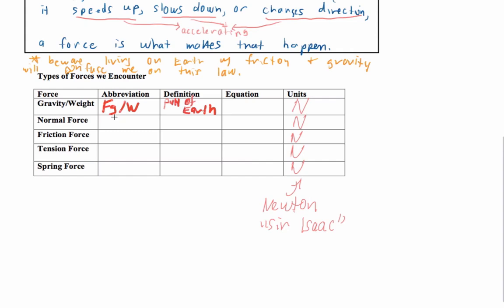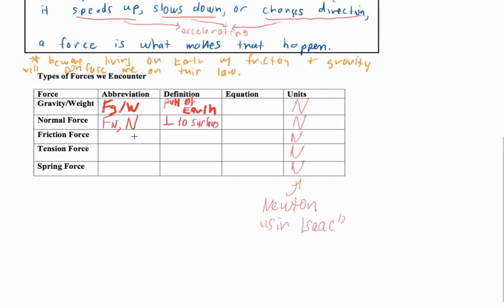Next, we have the normal force, which will abbreviate as Fn, or you'll see it written as N. This is the upward push. Actually, I won't say that. It's a force that when you have one thing against another, it's perpendicular to surfaces.